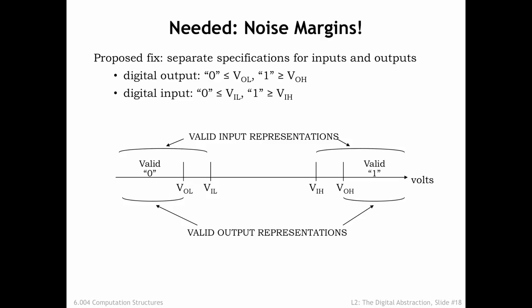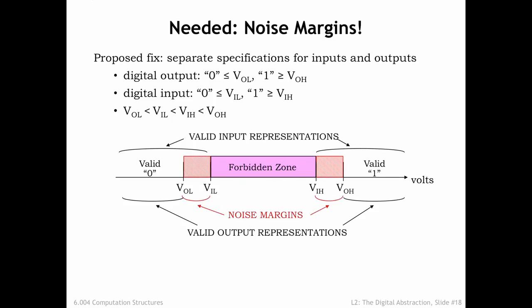Input voltages less than or equal to VIL must be interpreted as a digital 0. And input voltages greater than or equal to VIH must be interpreted as a digital 1. The values of these 4 signaling thresholds are chosen to satisfy the constraints shown here. Note that VIL is strictly greater than VOL, and VIH is strictly less than VOH. The gaps between the input and output voltage thresholds are called the noise margins.